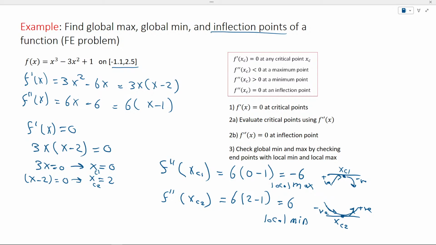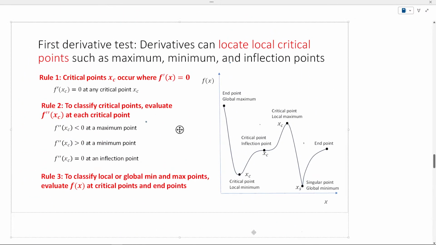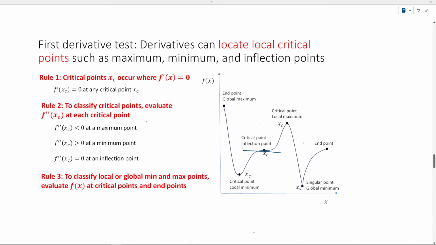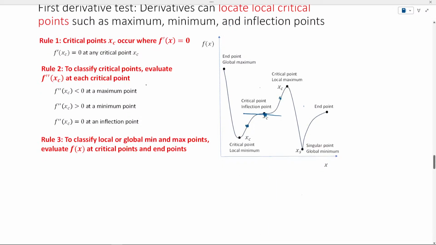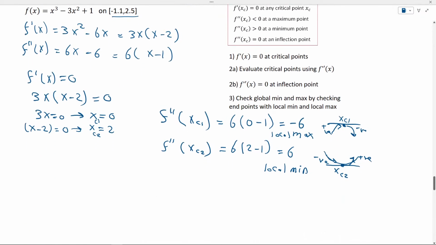Remember, an inflection point does not necessarily require that its first derivative is 0. Sometimes its first derivative is 0, but not necessarily. For example, this is also an inflection point, and this is also an inflection point. So it does not necessarily require that the first derivative is 0.